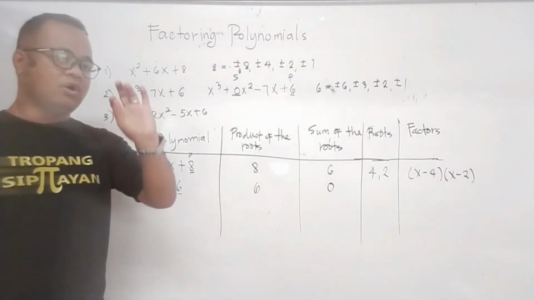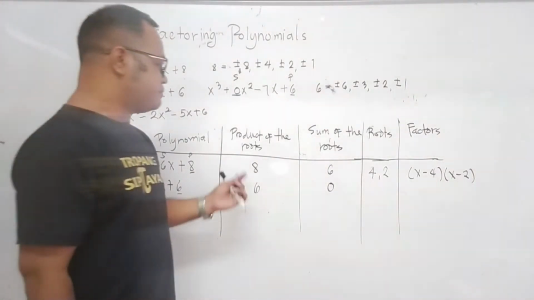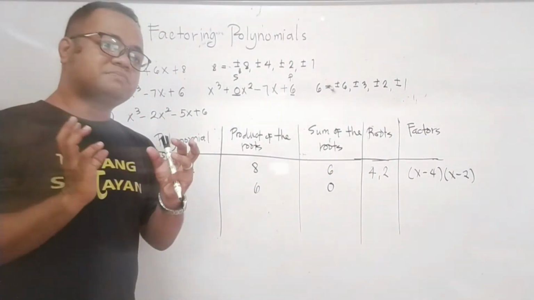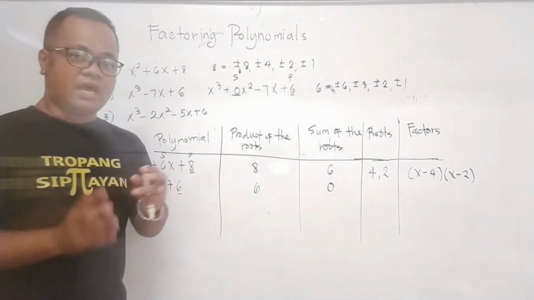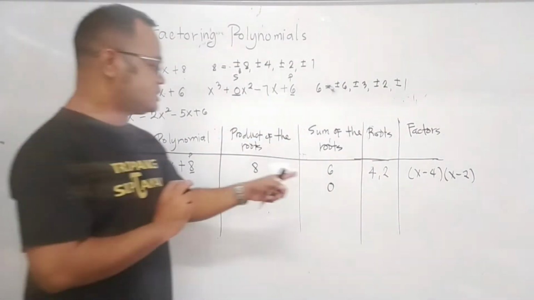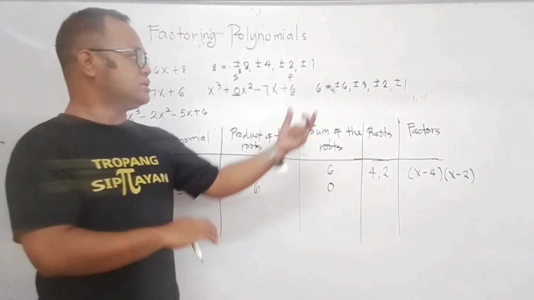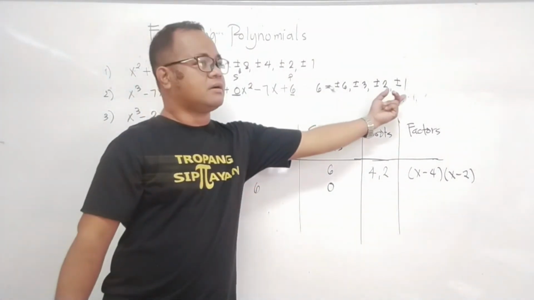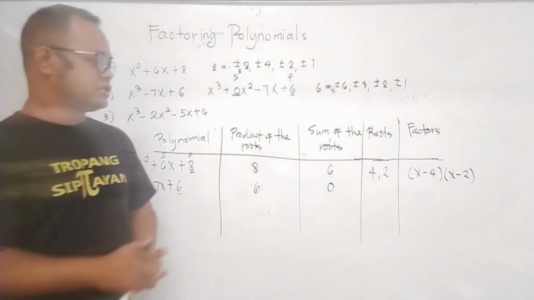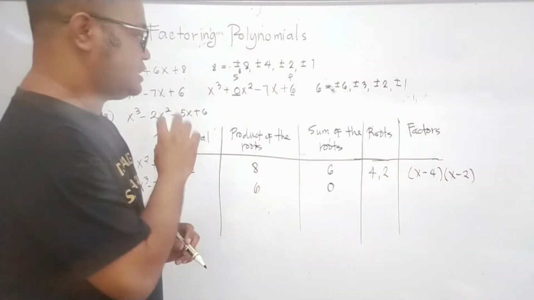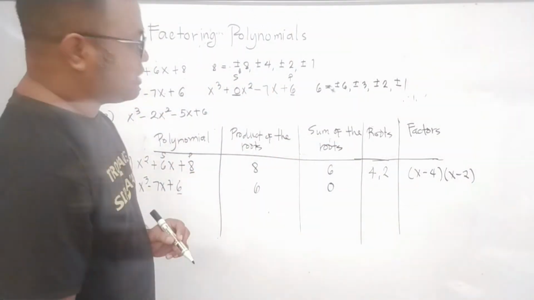So therefore, we think of 3 numbers whose product is 6, and whose sum is 0. So, saan natin kukunin yung 3 numbers? Dito sa factors na to. Okay? So, let us analyze the factors of 6.